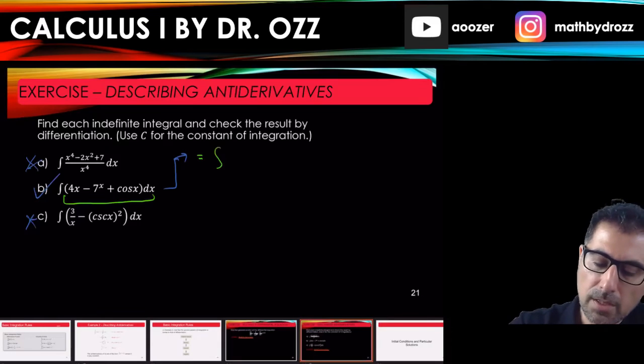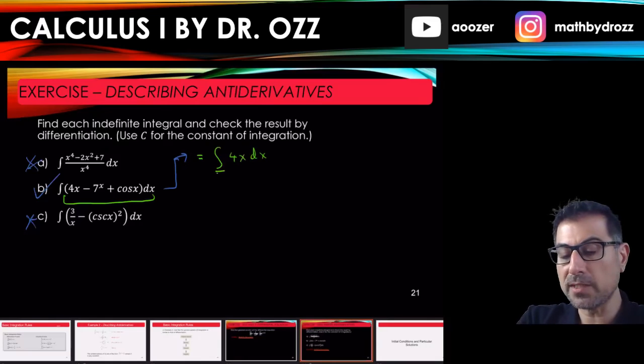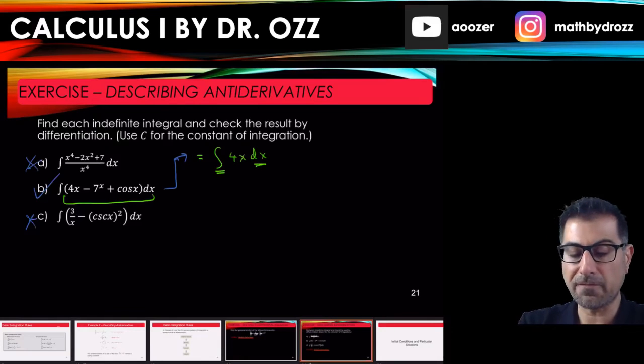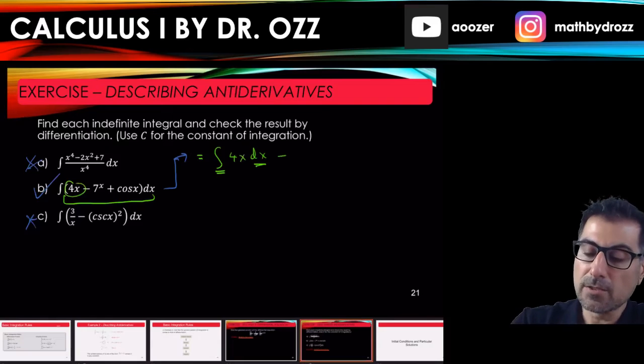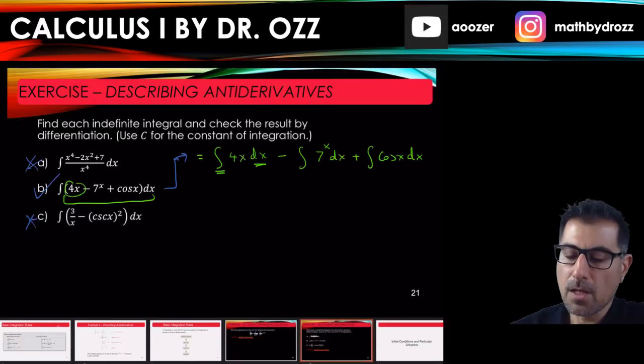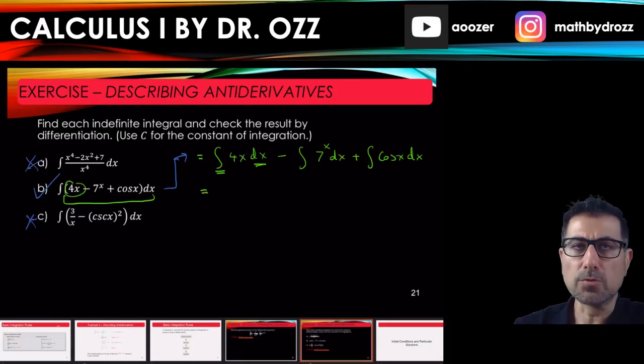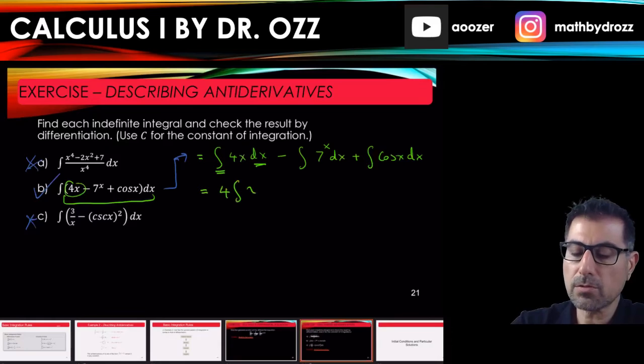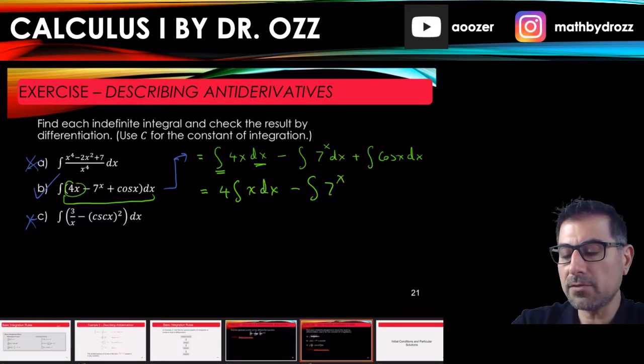So here we go. I'm going to split this as 4x dx, and I always carry forward the integral and dx along with the function once I split. So I put the minus sign here, I put the integral sign, 7 to the x dx, and then finally I put the plus sign and integrate cosine x. As you see, the integral signs and dx's are carried forward. And next I'm going to use the constant multiple rule to pull out 4 here. So I have 7 to the x dx and I have cosine x dx.